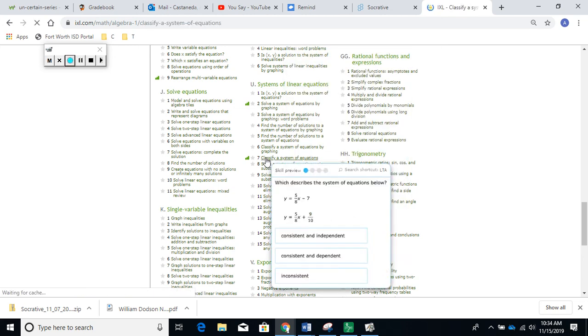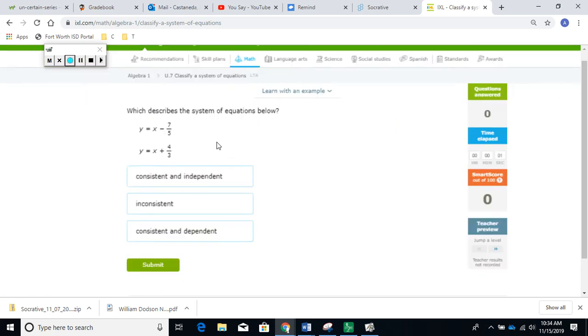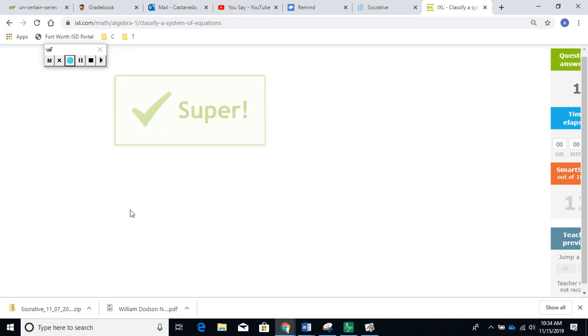All right, we're going to go to U.7. Now, watch. The first one should be super quick. Look at this one. Do they have the same everything? No. So it's not dependent. Is the slope the same? Yes, so it's inconsistent.